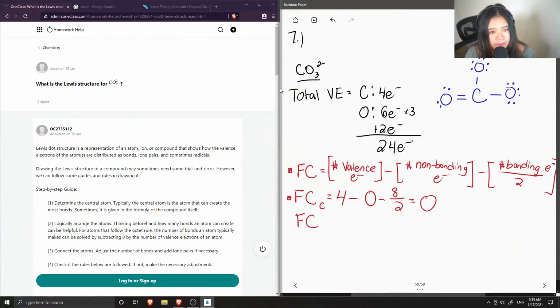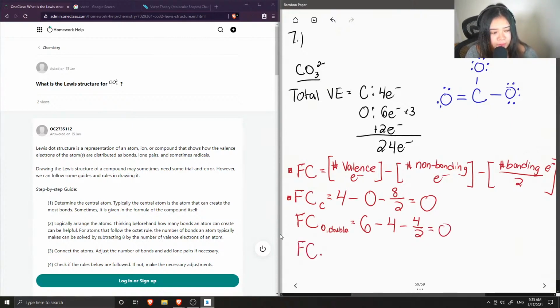So now let's calculate the formal charge of our oxygen that is double bonded. Oxygen has 6 valence electrons, and this double bonded oxygen has 4 non-bonding electrons. And it has the double bond, so there are 4 bonding electrons in total, divided by 2. So our double bonded oxygen has a formal charge of 0.